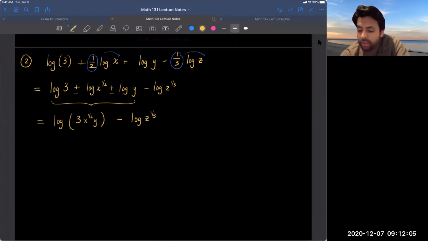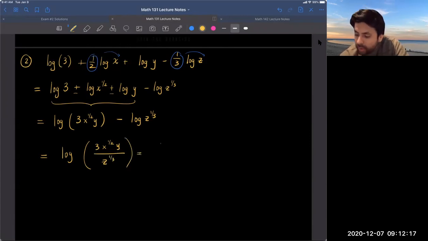Then I have subtraction. So now I can write this as one single log: log of 3x to the 1/2 y over z to the 1/3. And then I can use radicals. This becomes 3 square root of x, y, over the cube root of z.